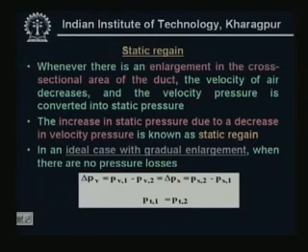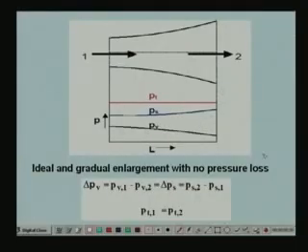In an ideal case with gradual enlargement, when there are no pressure losses, the static regain factor is equal to 1. That means this is the case where there is an increase in cross sectional area, but it is very gradual. As the area is increasing, velocity reduces, so the velocity pressure reduces in this direction. This is the drop in velocity pressure, delta PV, due to enlargement. At the same time, there is an increase in static pressure because of the conversion of velocity pressure into static pressure.